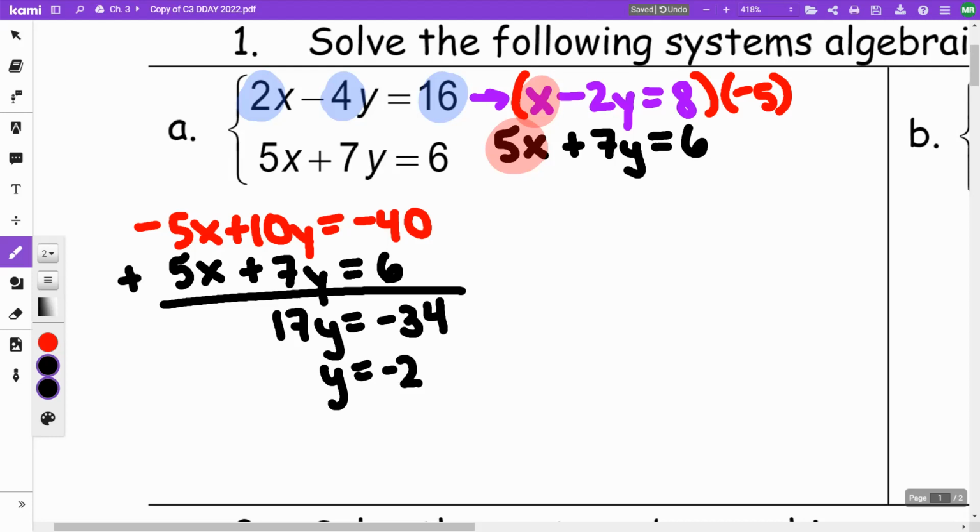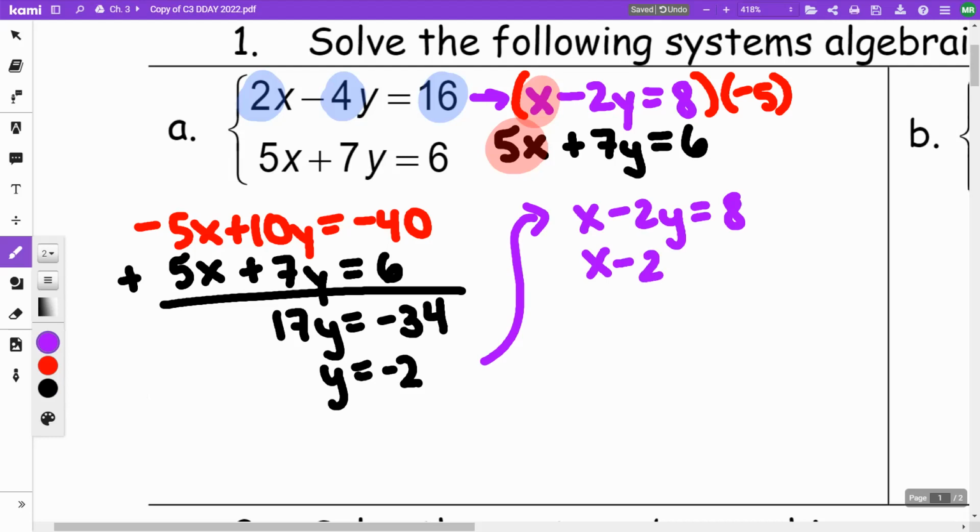I need to find the x coordinate. I'm actually going to put it into the one that I divided by 2, x minus 2y equals 8. It doesn't matter which of the equations, they all will give us the same answer. So I'm going to have x minus 2 times -2 is equal to 8. So x plus 4 is equal to 8. So I'm going to get x is equal to 4.